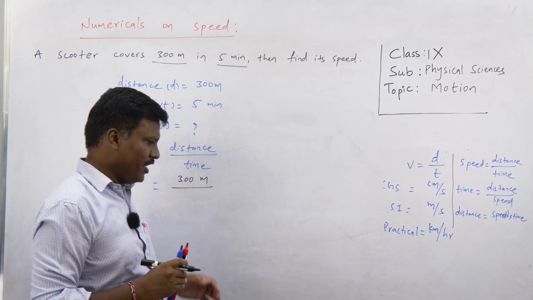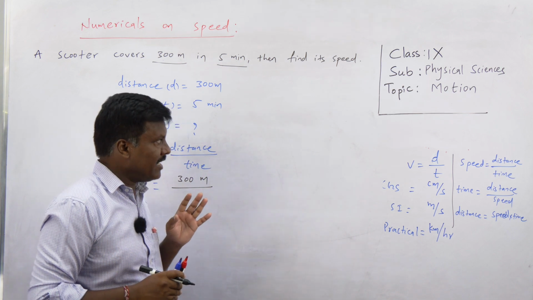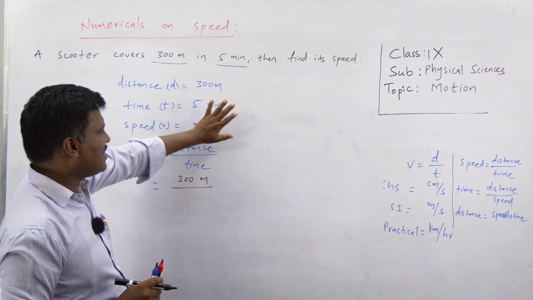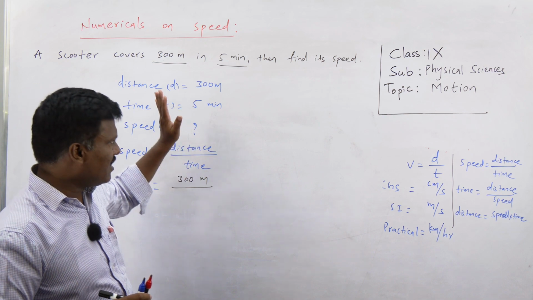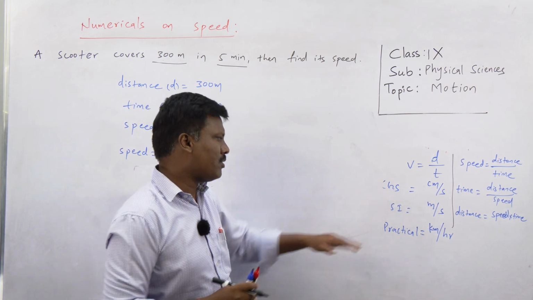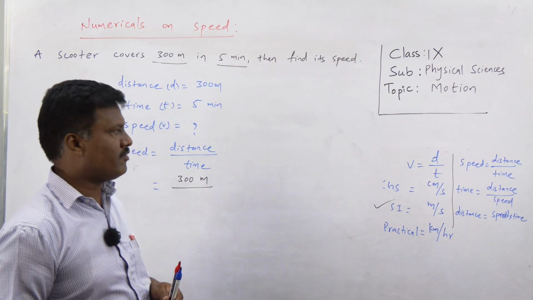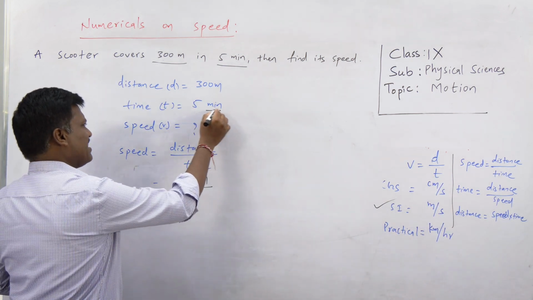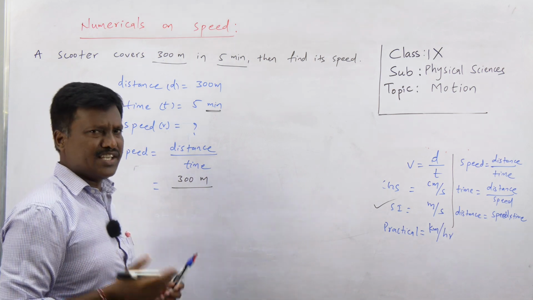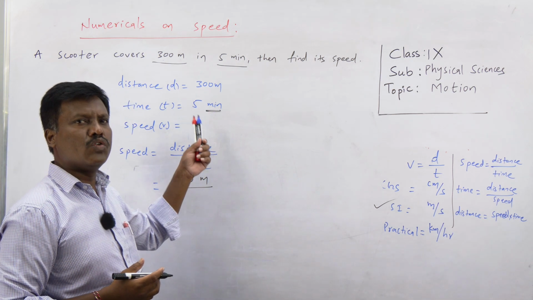If you substitute this value directly without giving any thought, you will get the wrong answer. That is why, while solving problems in physics, the first thing we have to check is whether all the given quantities are in the same system of units or not. Either all should be in CGS or all should be in SI. Most probably, we have to convert them into the SI system. Then we solve the problem. Minute is not a CGS unit, it is not an SI unit. Then what do we have to do? We have to convert this minute into seconds.